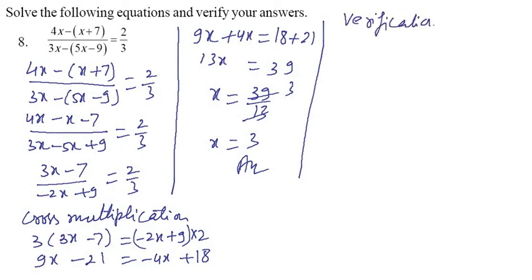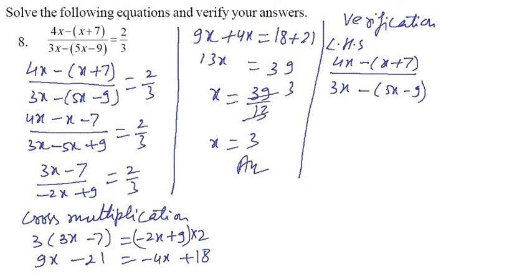Verification. How can we do the verification? Taking the left hand side of this equation, that is 4x minus x plus 7, divided by 3x minus 5x minus 9. Now put x equal to 3 in this equation. So that is 4 into 3 minus, here is 3 plus 7, over, here is 3 into 3 minus 5 into 3 minus 9.